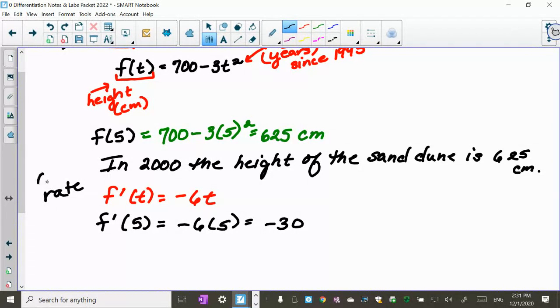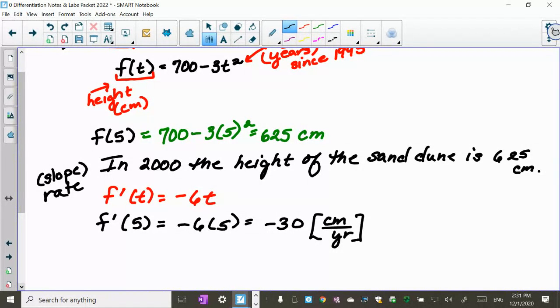Now, what's important that you know is that when I do the derivative, this is a rate, or like I started out the year, this is slope. If it's a rate, you're going to use units, and in slope, it's something per something. What would that be? I've got years and centimeters. That's negative 30 centimeters per year. So that's the rate, and because it's negative, it's decreasing. So it must be the wind's blowing, because my sand dune is going down.